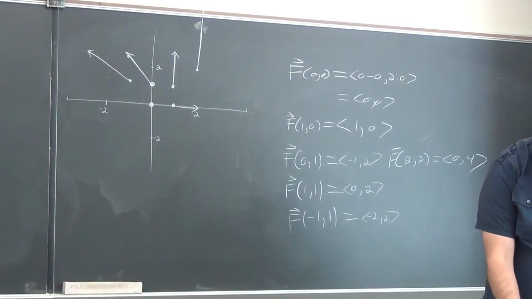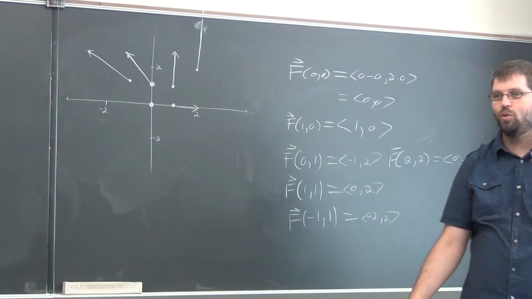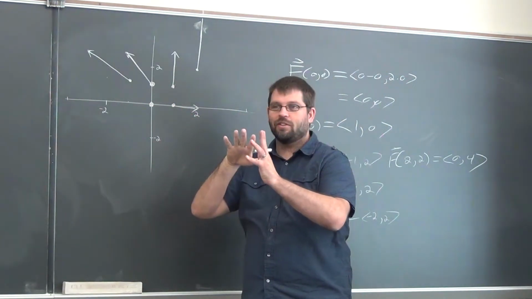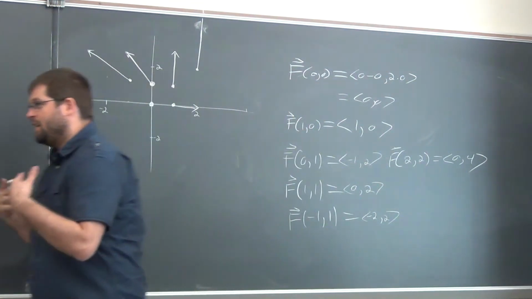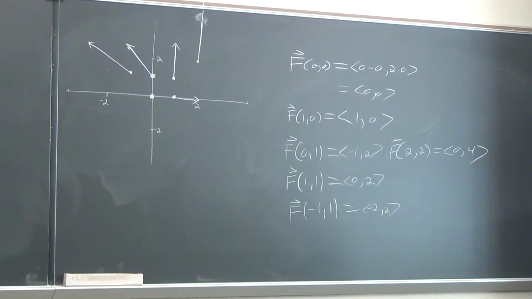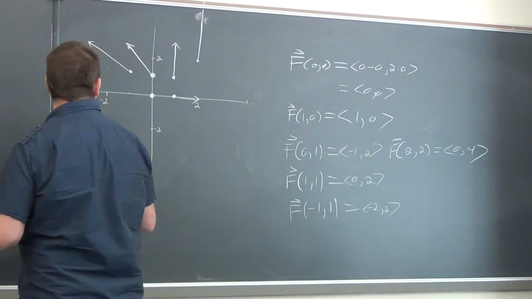Hopefully this is enough to convince you that drawing these by hand is silly, right? You could theoretically go to every point and draw in the vector that corresponds with it, but the idea is to program or to punch this into some program and give you that visualization of what's going on. That'll be the important thing to look at.